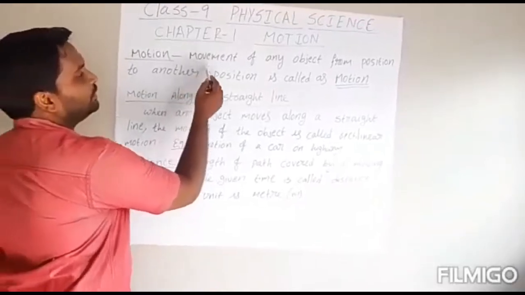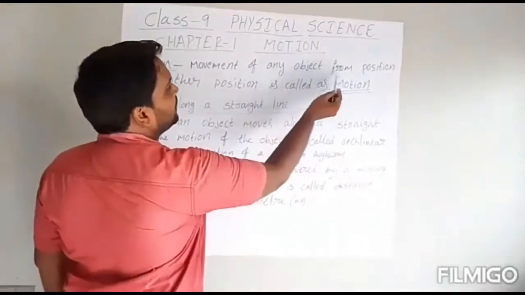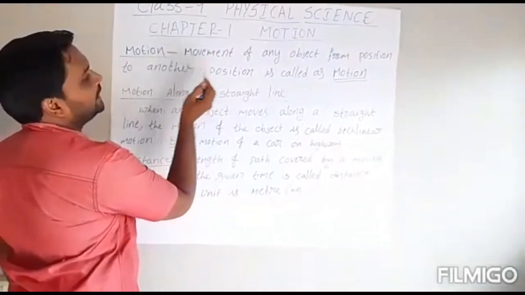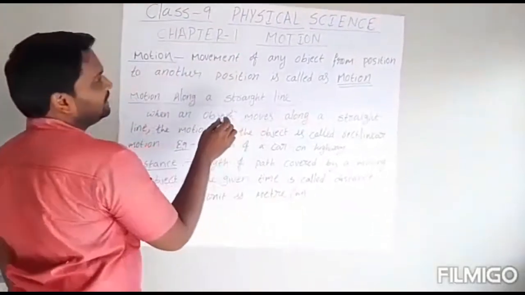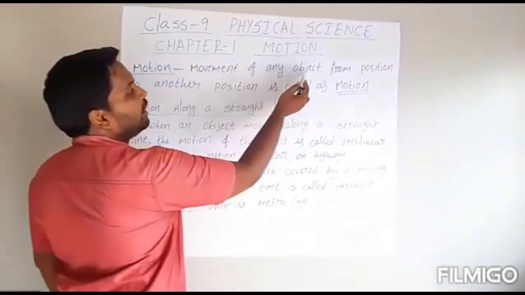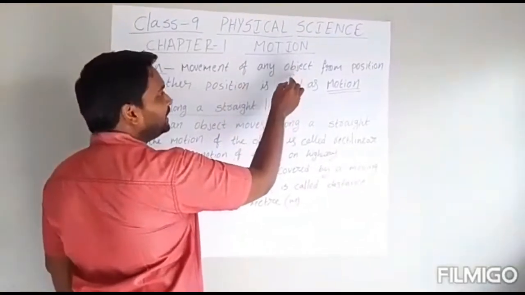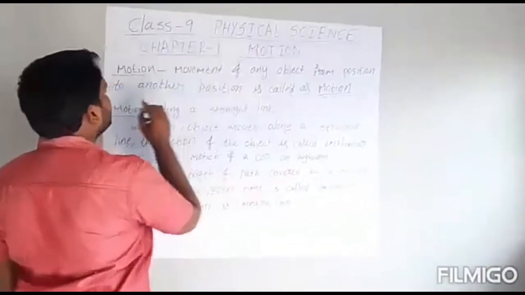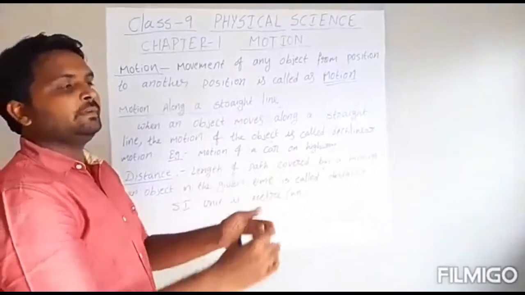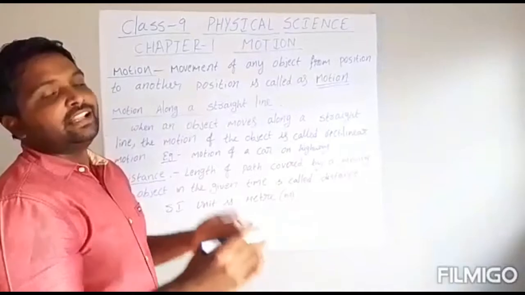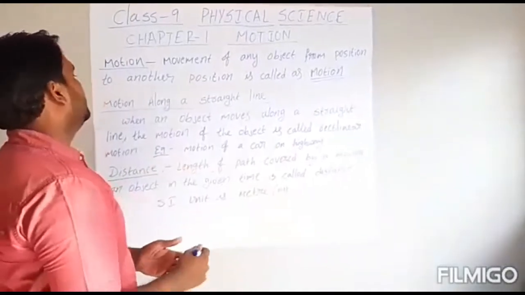Motion means movement of any object from one position to another position is called motion. Means movement of any object. The object is moving from one position to another position. Any object, if it is moving from one place to another place, that is called motion.